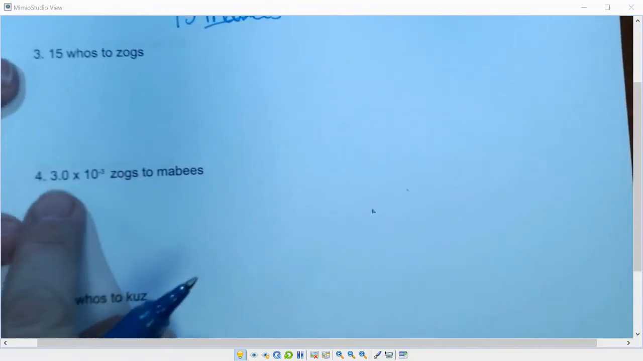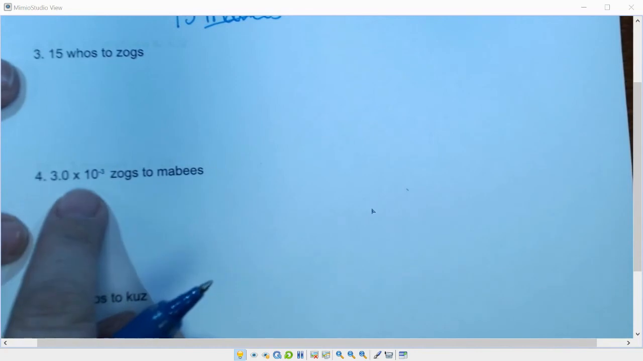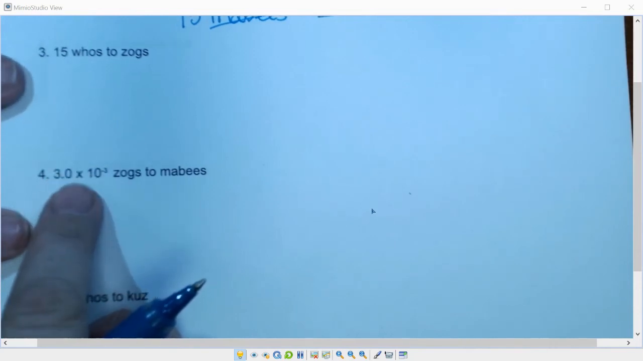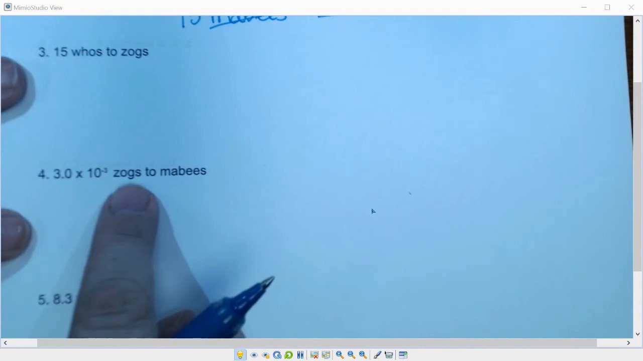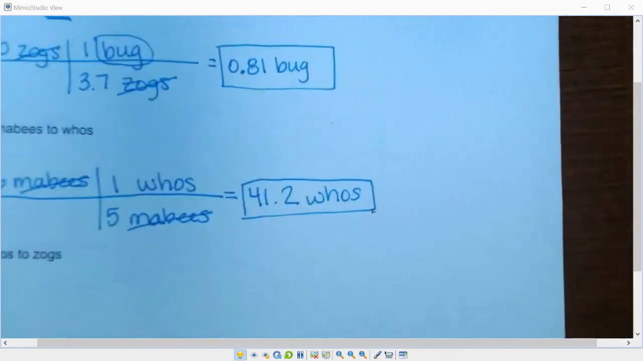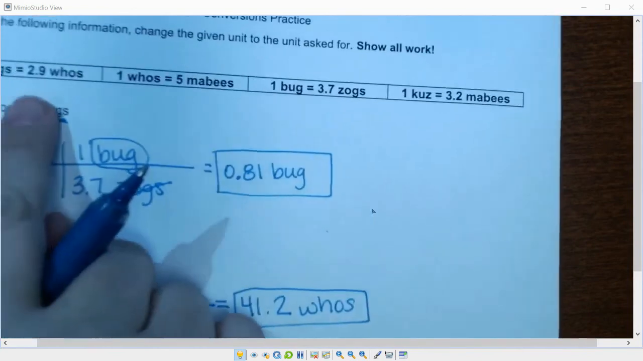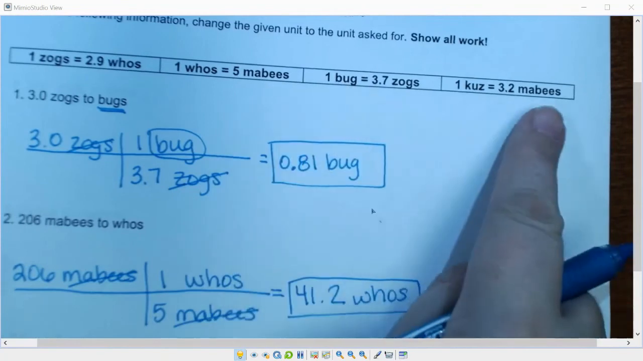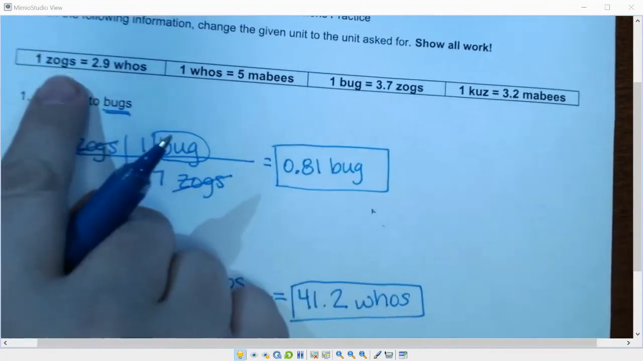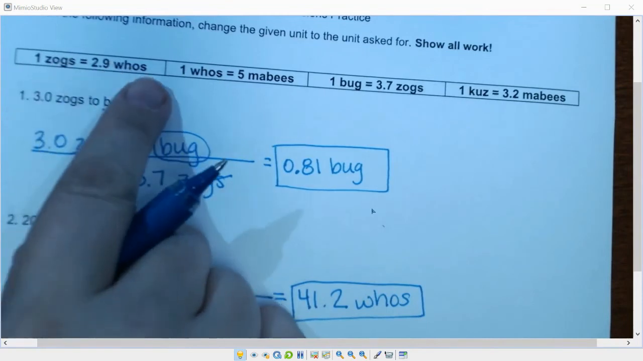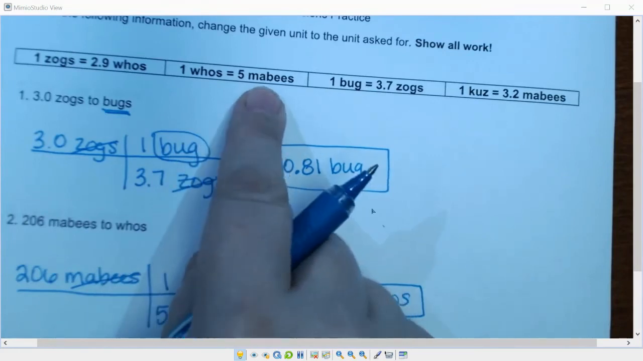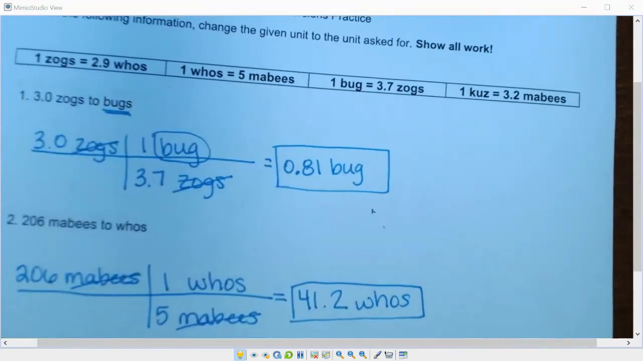So first off, do not be frightened off by the fact that this number is in scientific notation. It's not scary. It's just a number. I'm going to show you how to use your calculator so that you can type this in without any fear. We are going from zogs to maybes. And I don't have any conversion factors that connect zogs directly to maybes. But what I can do is I can take a zog, turn it into a who, and then I can take a who and turn it into a maybe. So that is a 2-step process. It's no big deal.